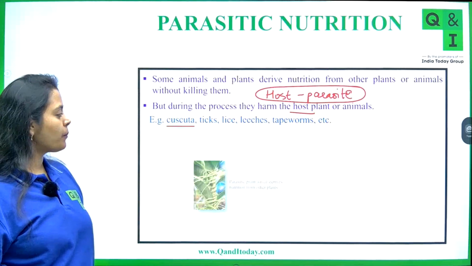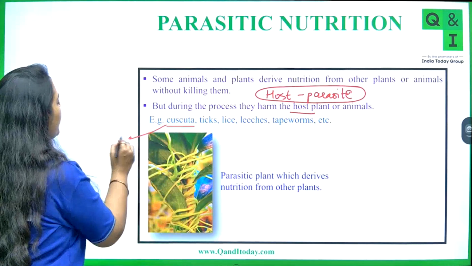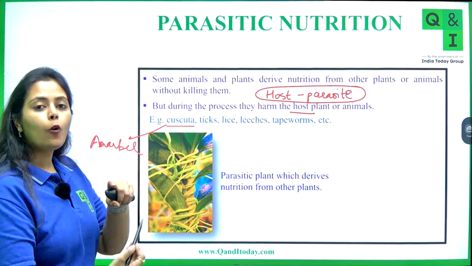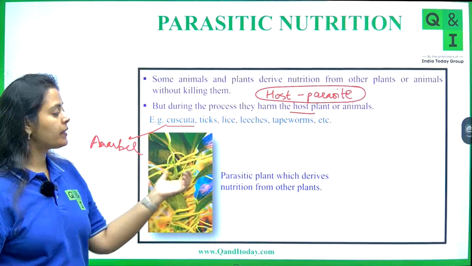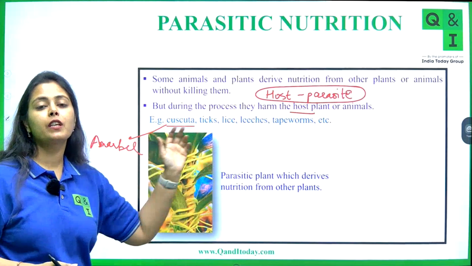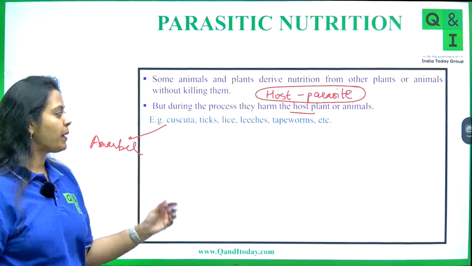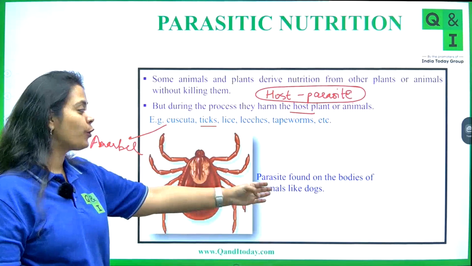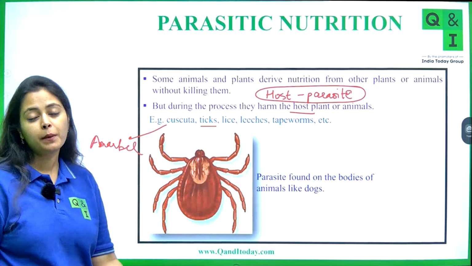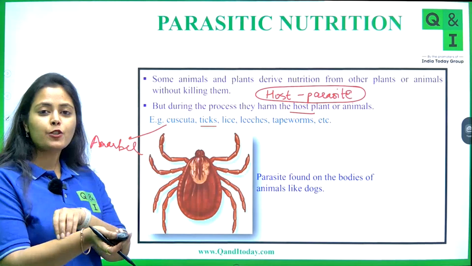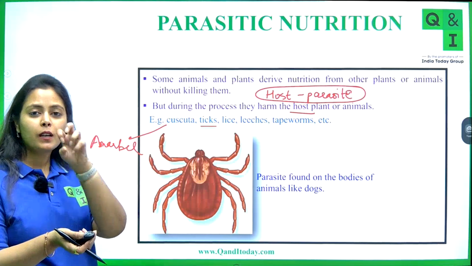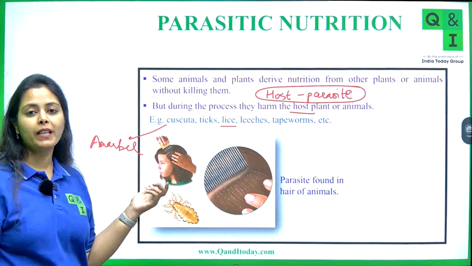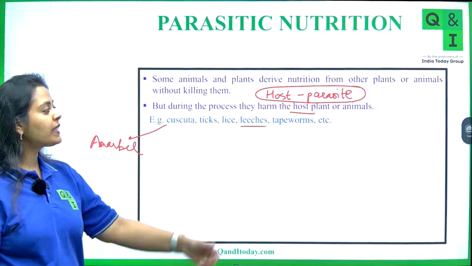Now, examples are cuscuta. So cuscuta you can see from here. Cuscuta is also called amar bel. Now, amar bel wraps itself around other plants, and what does it do? It derives the nutrition, the glucose which is being synthesized by that plant. Next example is ticks. So you must have seen ticks on the bodies of dogs or other pets. They get attached to the skin of your pets and they suck blood or derive nutrition out of it. Then the third example is lice. Lice is commonly seen on the human head. Fourth example is leeches.